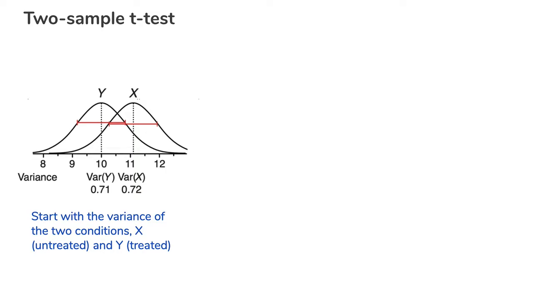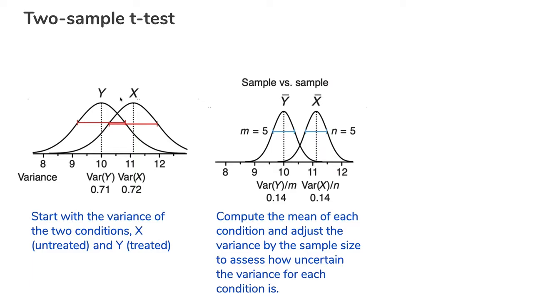So essentially, we start with the variance observed from condition A versus condition B, or X and Y, treated, untreated. We compute the mean of each condition, and then we adjust the variance observed for each of those conditions by the sample size, right? So again, sample size matters. The more samples we have, the more the variance is adjusted or reduced, and effectively we can have greater trust in the differences between the means of the two conditions.